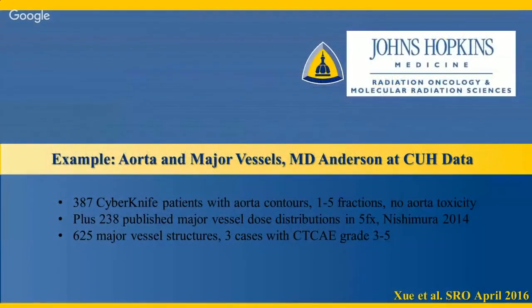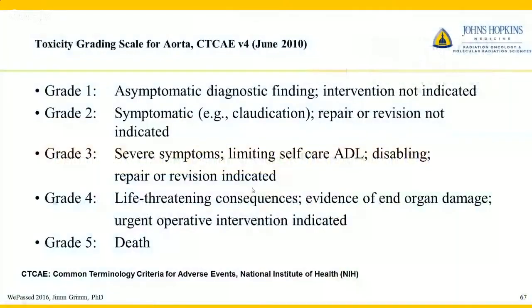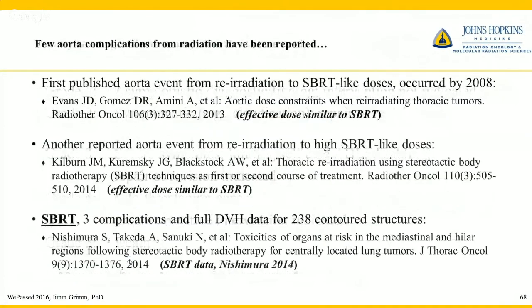And let's go into an example. So here's aorta and major vessels. This is one of the 10 papers. So you need an endpoint, you need a grading scale. For something like aorta, it's probably either going to be not happen at all or fatal, because it's hard to detect any trouble with aorta or major vessel other than just a rupture.